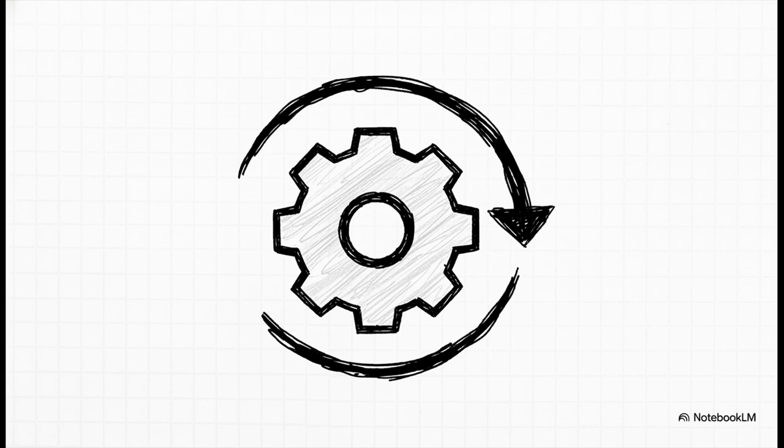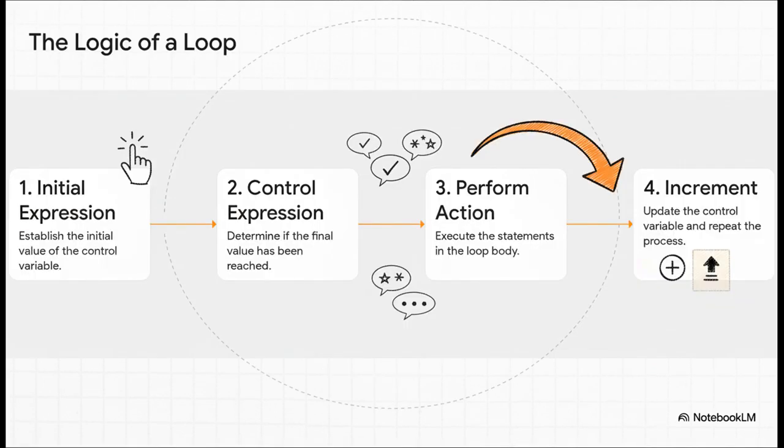Imagine you need to apply a filter to every single pixel in a photograph. Or think about your social media feed. How does it just keep loading new posts as you scroll down? That's a loop. Trying to write out the code for each and every one of those actions one by one would be absolutely impossible. We need a way to just tell the computer, hey, do this, but do it like 1,000 times.